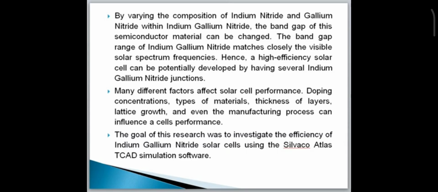We can increase the efficiency of the solar cell by increasing the number of junctions. But if you are increasing the number of junctions, it will increase the weight of the solar cell. It will create a problem in the space solar cell junction.